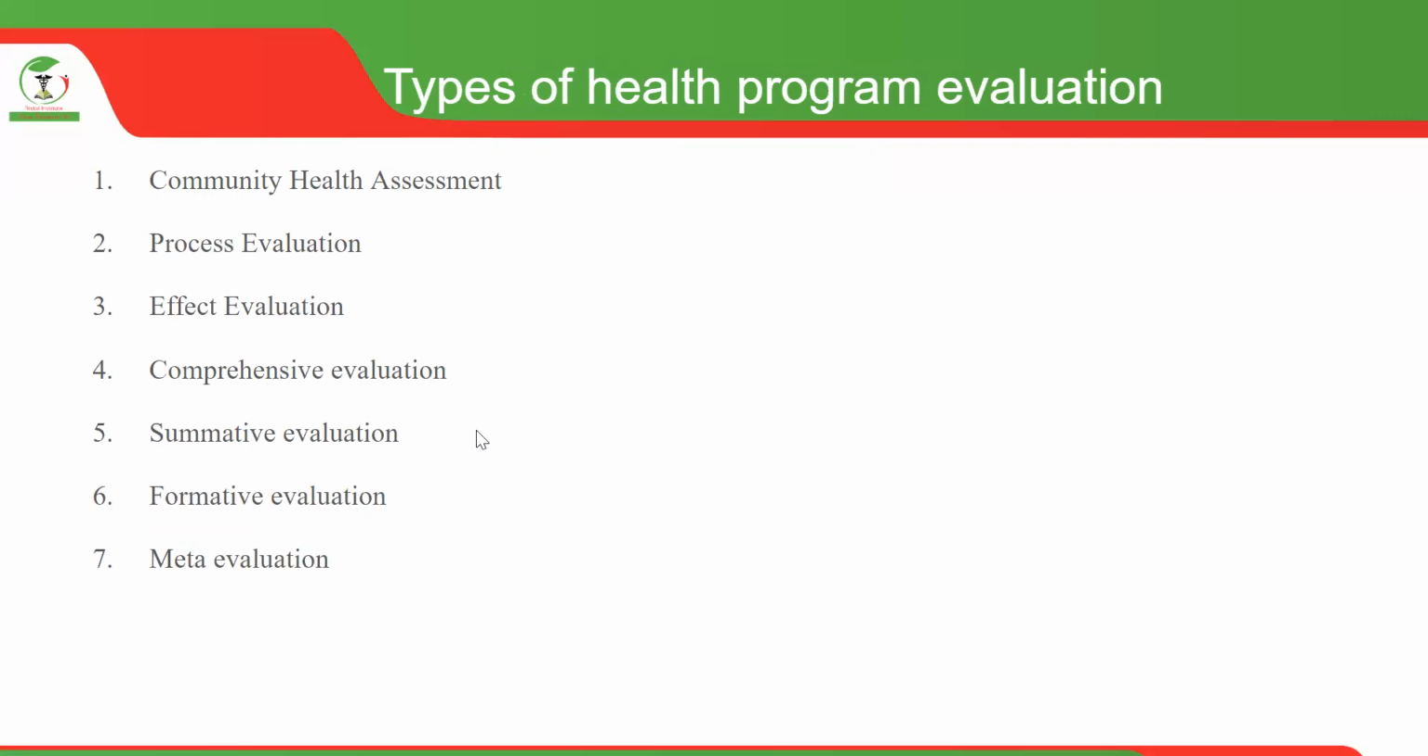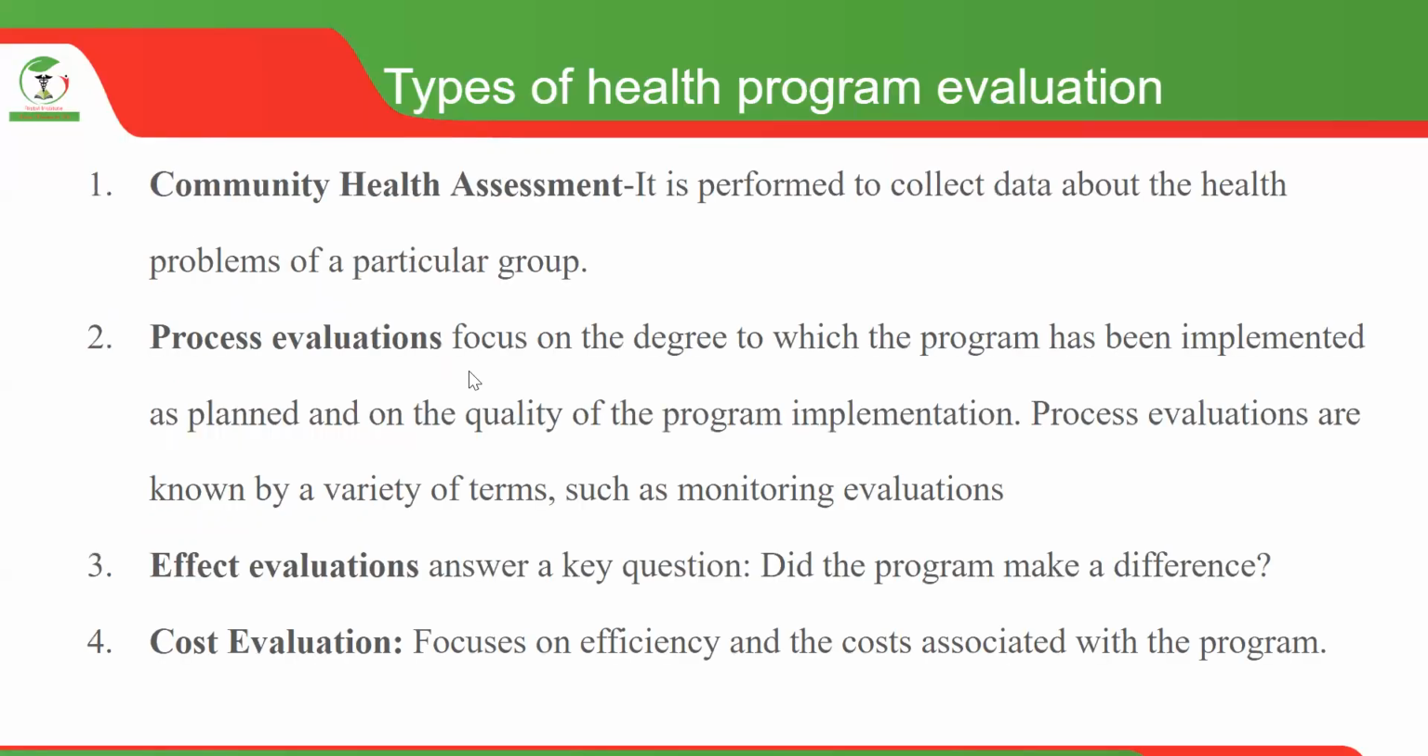So we have different types of evaluations that we can carry out. One, community health assessments. You basically collect information about health problems from a given community and understand the prevalence, the mortalities, and other things. And then process evaluation. To what degree has a given program been implemented in accordance with the plan? Is the program being implemented as planned, or is something not going on well, or did something not happen as it's supposed to?